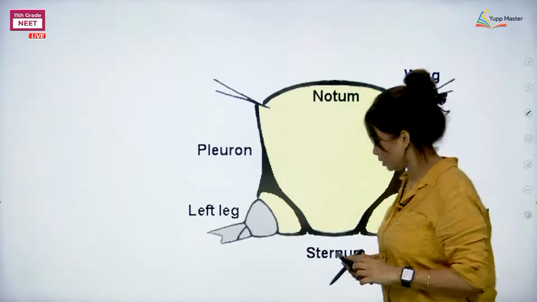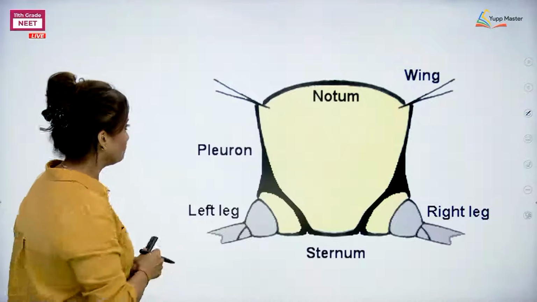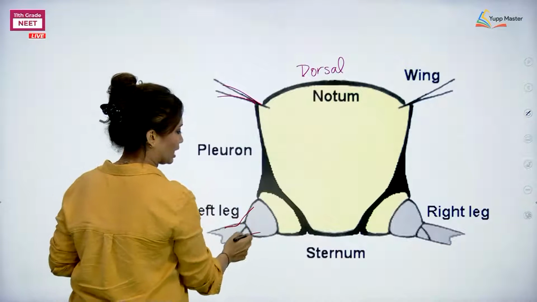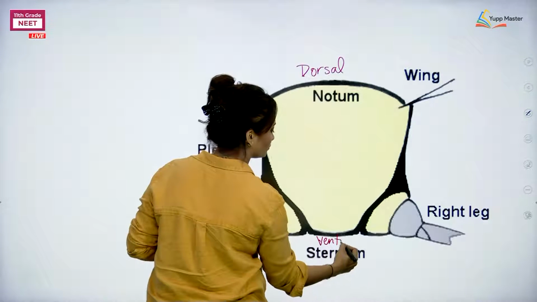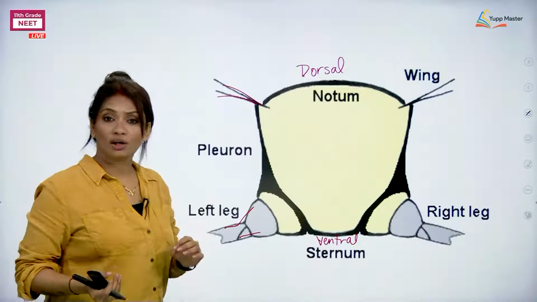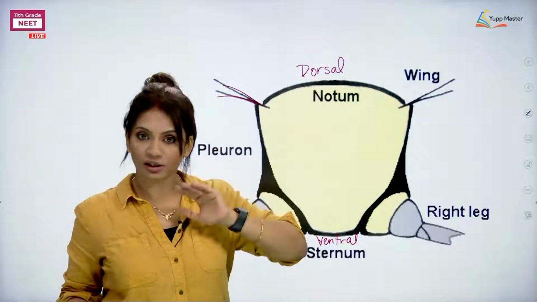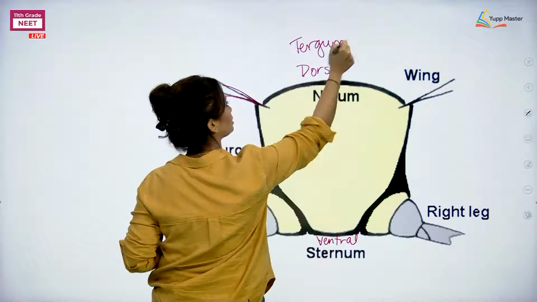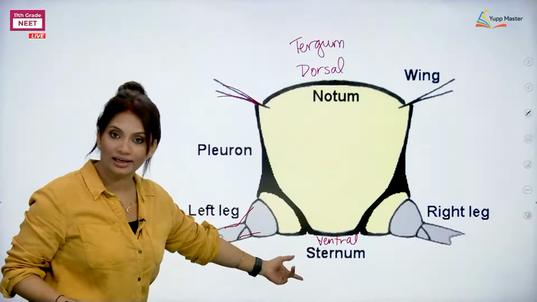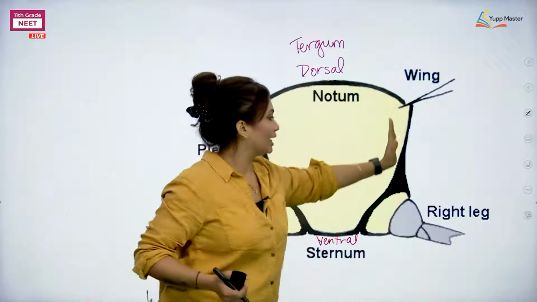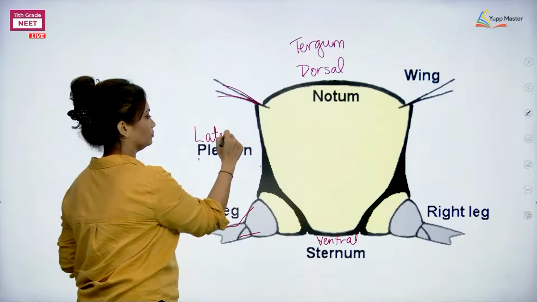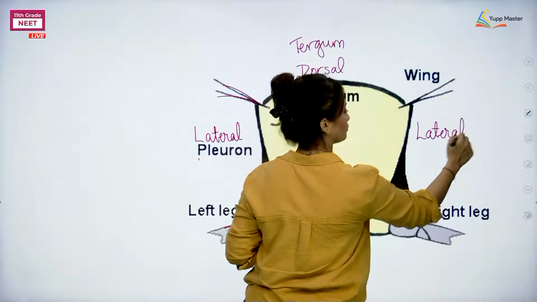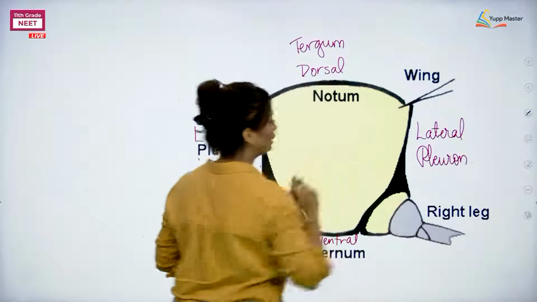Now look at this region over here, look at this diagram. How can you identify that these are the wing regions? So can I say that this is the dorsal part? And if this is where the legs are, then this naturally is the ventral part. Always remember, when we're talking about the exoskeleton of the cockroach, on the dorsal region the exoskeleton is called the tergum. In the ventral region, it is called the sternum. And on the sides, the exoskeleton is known as the lateral pleuron. So there are 2 lateral pleurons.